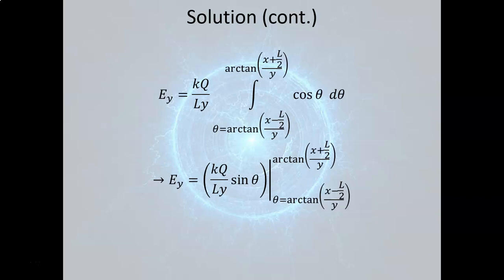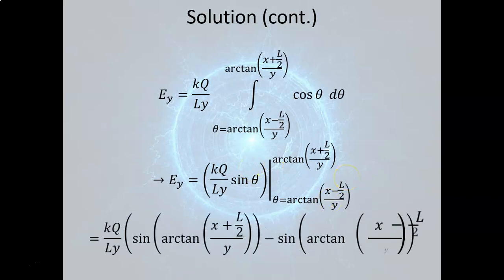Well, the sine of that angle is equal to whatever the opposite leg of that triangle was, divided by whatever the hypotenuse of that triangle was. Well, we just mentioned what the opposite leg is. That's x plus L over 2. What's the hypotenuse of that triangle? Well, that's given by the Pythagorean theorem. In other words, square root of (x plus L over 2) squared plus y squared. So that's what the sine of that is. And similarly for the lower bound. So we can evaluate that.